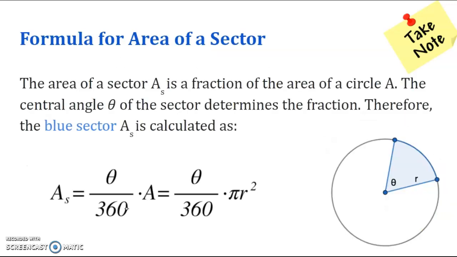And the formula for the area of a sector. We're really dealing with a fraction of a whole circle. So the area of a sector AS is a fraction of the area of a circle A. The central angle theta of the sector determines the fraction, and therefore the blue sector AS is calculated with this formula.